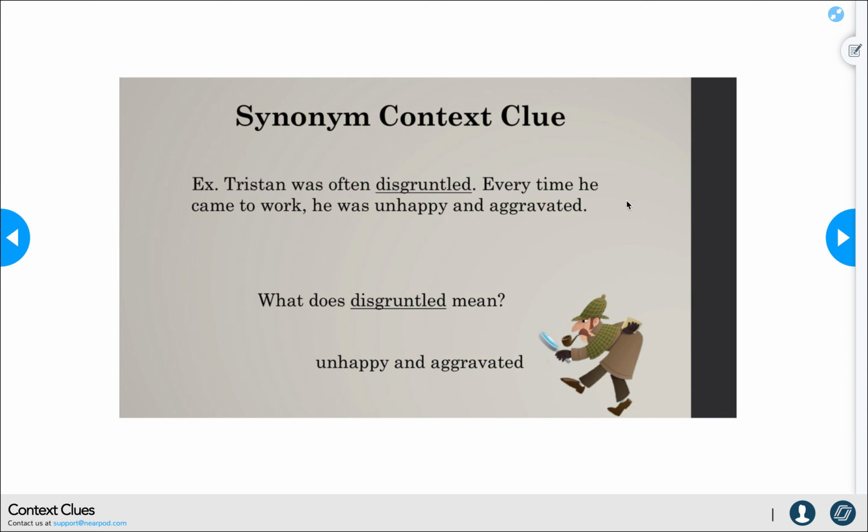Next example. Tristan was often disgruntled. Every time he came to work, he was unhappy and aggravated. So what does disgruntled mean? Unhappy and aggravated. Pretty simple. Synonyms mean the same thing. We've learned them since we were in elementary, so this shouldn't be quite as hard.